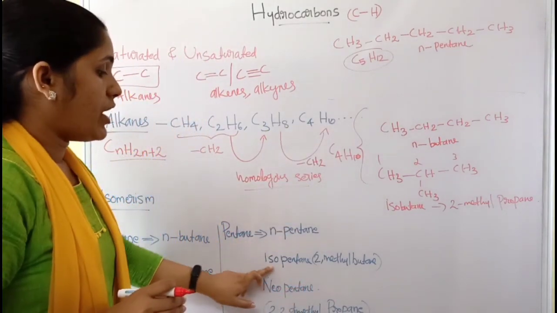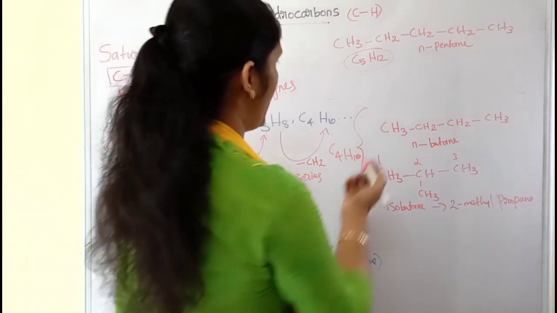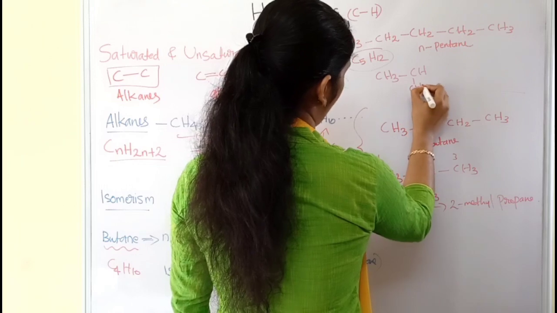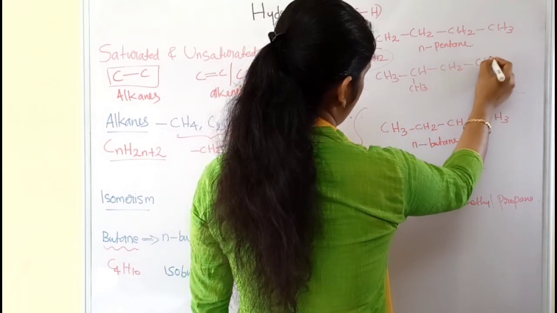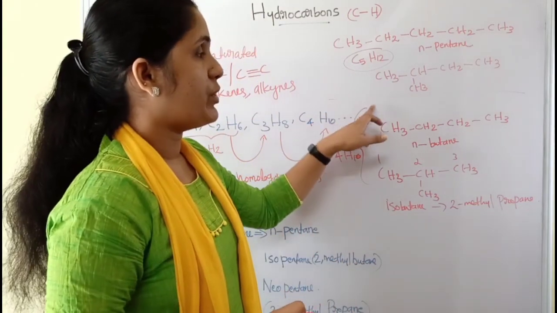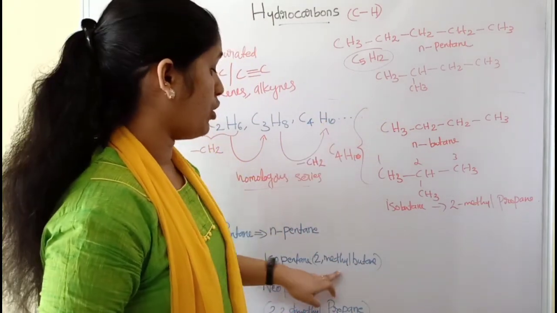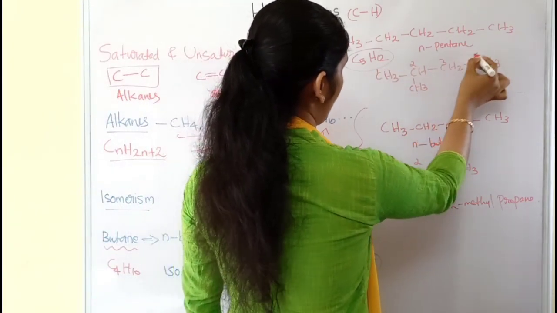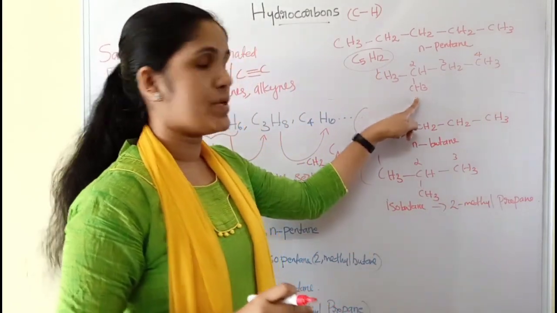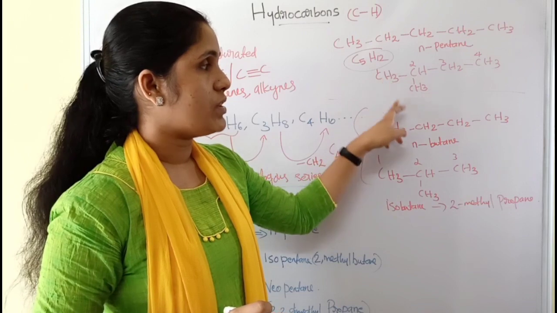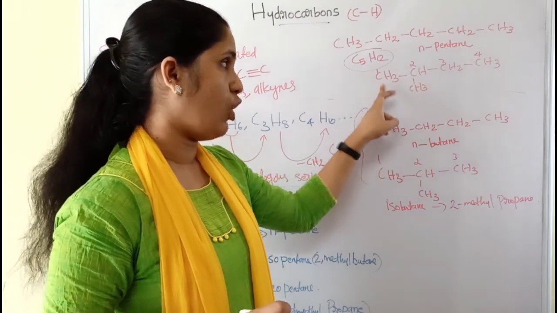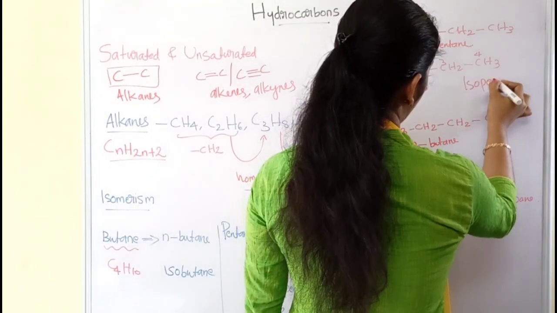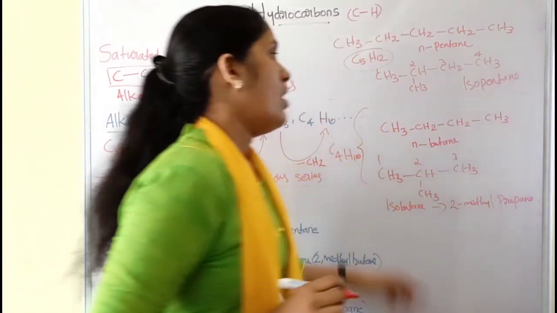Let's draw the structure of the second one, isopentane or 2-methyl butane. Isopentane can be drawn as CH3, CH, CH3, then CH2, CH3. This is isopentane or 2-methyl butane. Why is it called 2-methyl butane? Counting 1, 2, 3 and 4, to the second carbon a CH3 group is attached. That's why this is called 2-methyl butane, and the common name of this compound is isopentane.